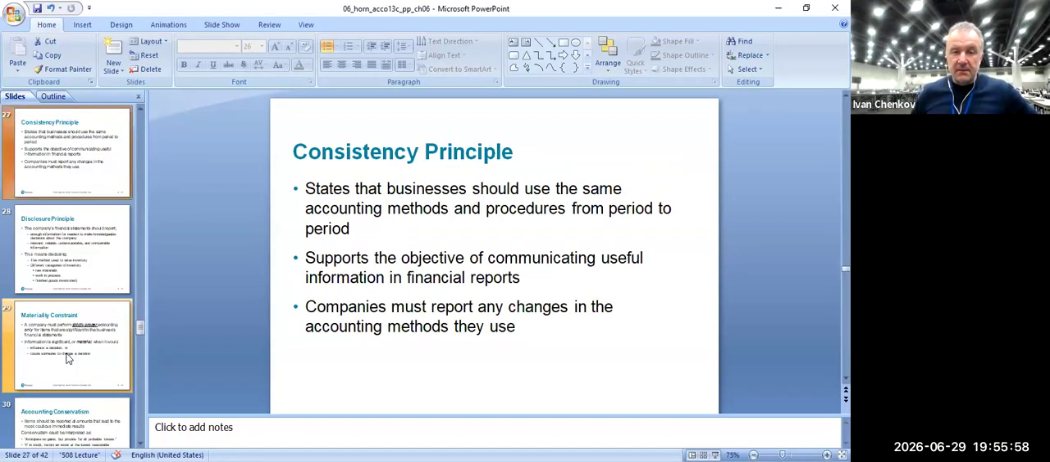Let's go one after another. The consistency principle states that the business should use the same accounting method for the inventory, period over period. We're not changing our mind every period. We might, but we at least have to justify it and then stay with that for a few periods. Why are we keeping the consistency? So our information can be comparable, and people who are using the information for analytical purposes can make appropriate analysis.